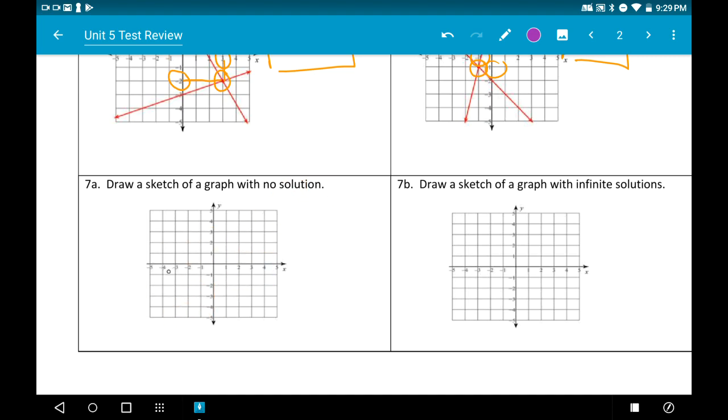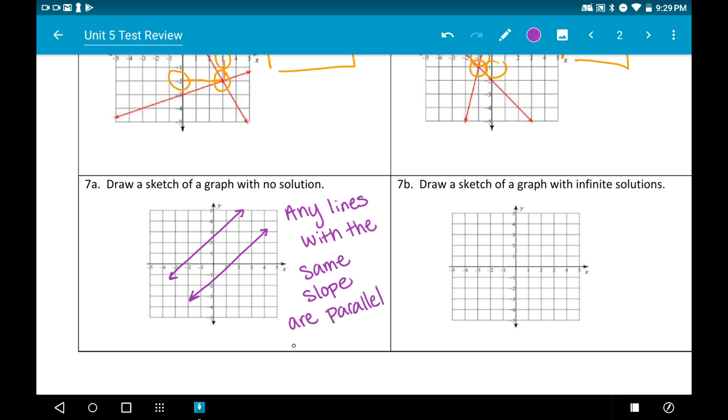So again, I'm just going to draw the no solution. It's going to be some parallel lines. And remember, parallel lines have the same slope. So any lines with the same slope are parallel and have no solution. So if they have the same slope, that means they have no solution.